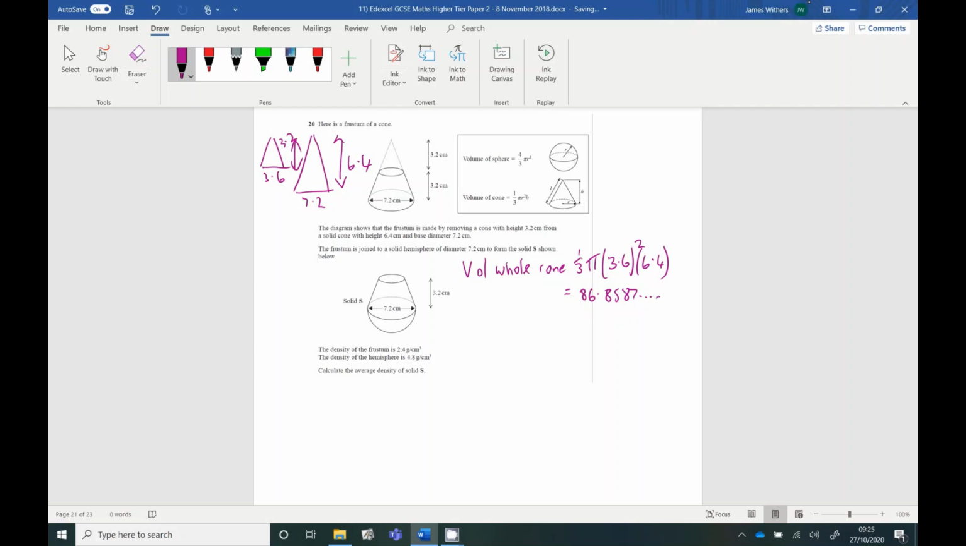So the volume of the cut off bit, let's just pop that in speech marks, that's not very good English, the cut off cone. So that's the third pi 1.8 squared times the height of 3.2, giving us the volume of the cut off bit being 10.8573.